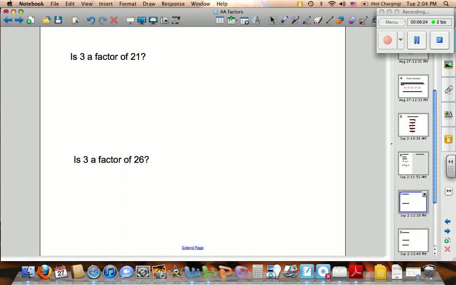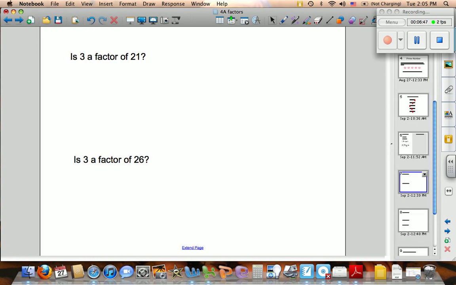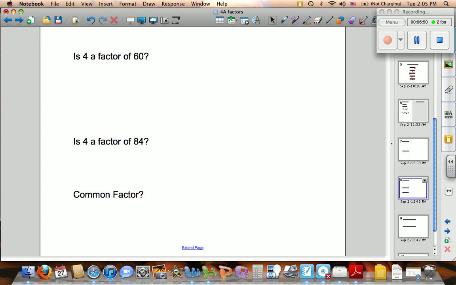So is 3 a factor of 21? Yes. Down below there's a question: is 3 a factor of 26? Again, we know 3 times 7 is 21. So let's see, is 3 times anything 26? The answer is no. No number times 3 equals 26, so therefore 3 is not a factor of 26. Now, is 4 a factor of 60? Yes, it is, because 4 times 15 equals 60. So 4 is a factor of 60.